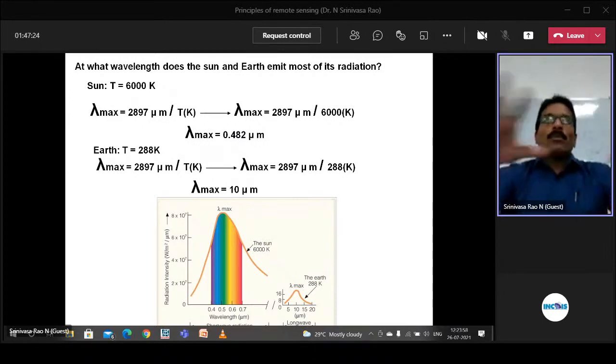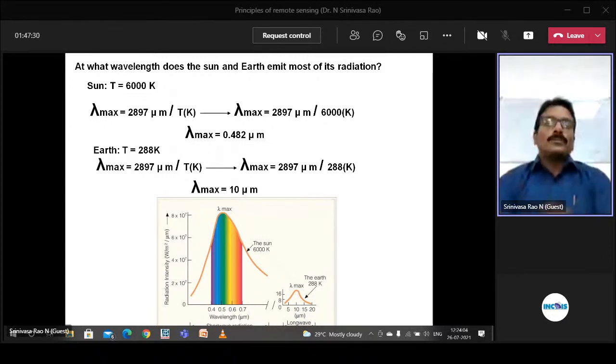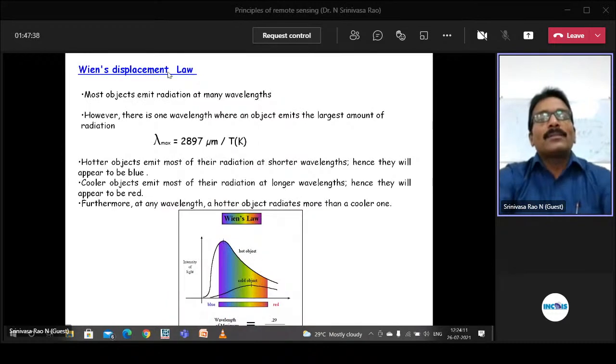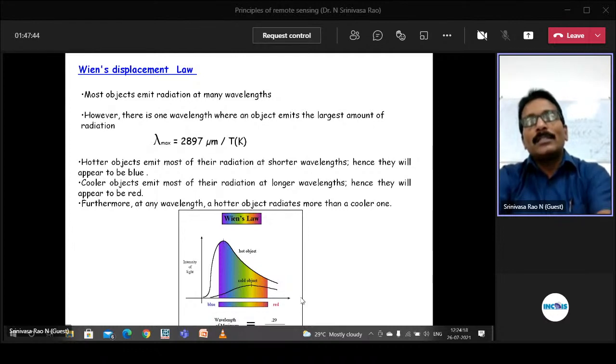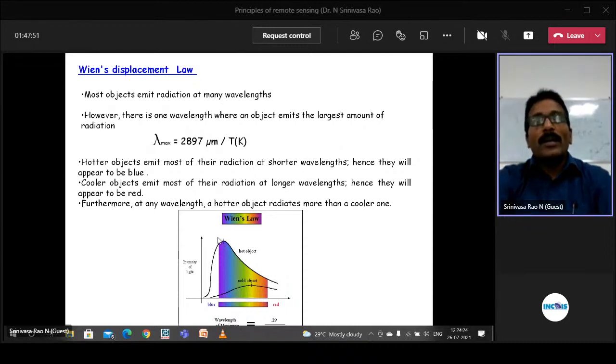We only see visible light, whatever light the opposite targets reflect. Other things we are unable to see. So why are we calling this displacement? Simple. If temperature increases, a wavelength shift takes place, displacing it. That's why we call it Wien's displacement law. I hope everyone understood.